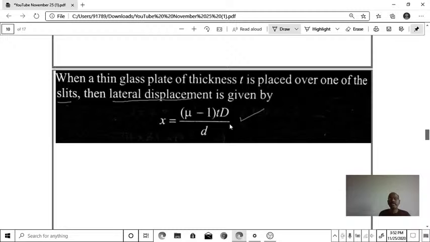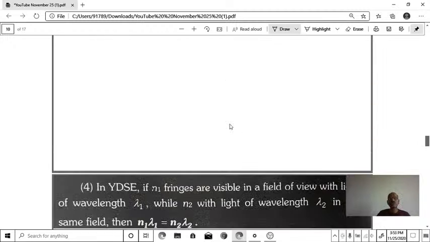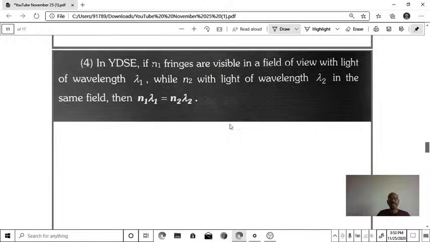When a thin glass plate of thickness t is introduced, the lateral shift or lateral displacement is given by (mu minus 1), where mu is the refractive index, into t, the thickness, into D, the distance between the slit and screen, divided by small d, the distance between the slits. Yes, we now know these two formulas. Let us go for the first problem based on this.